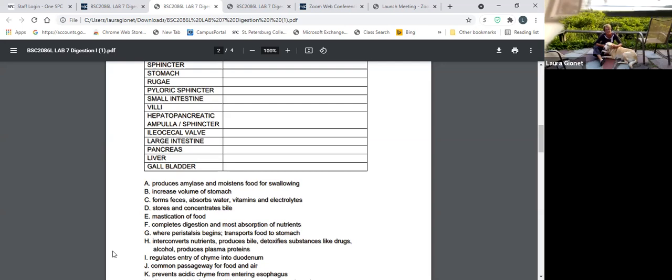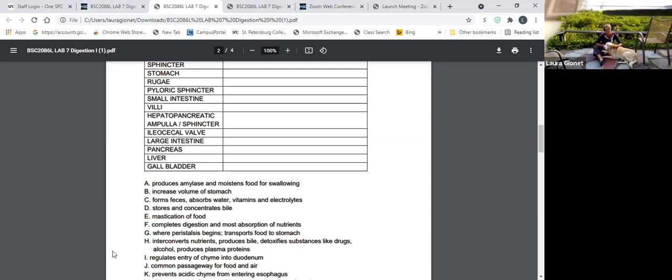I, regulates entry of chyme into the duodenum. Well, first of all, chyme is the watery solution in the stomach after it's been churning food that you've eaten. And so we call it chyme. And that passes from the stomach into the duodenum via the pyloric sphincter. Pyloric sphincter.